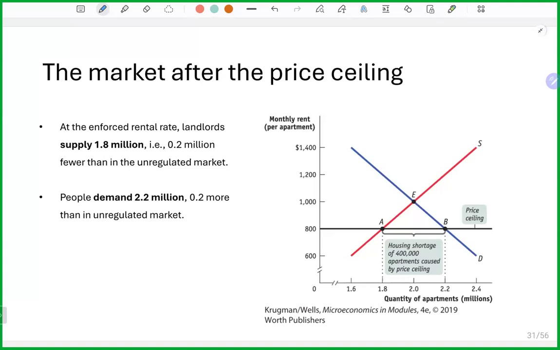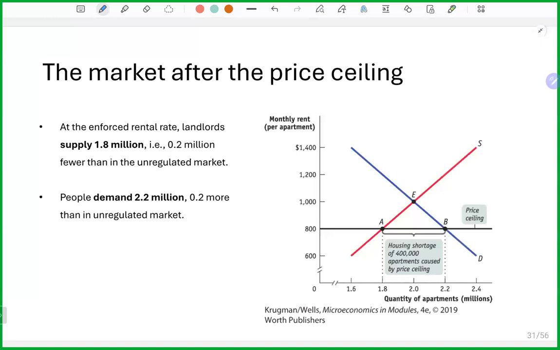Maybe it is good, because previously without rent control, I paid $1,000. It's a good policy because I pay only $800, right? That's good. So many of you will welcome this policy. But let's change this.